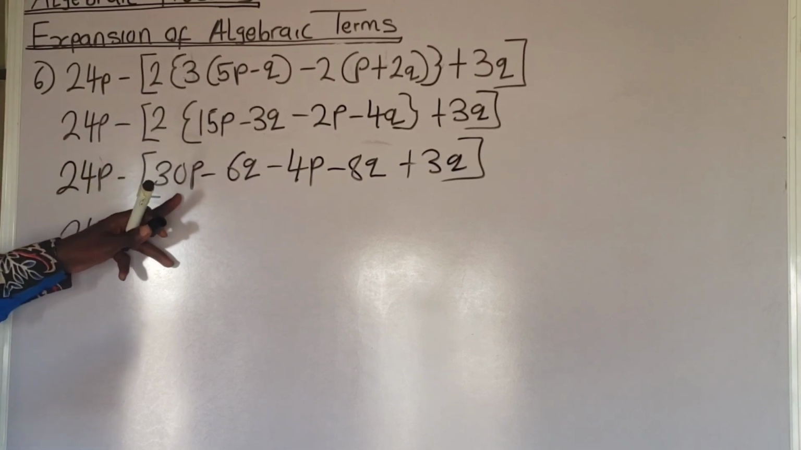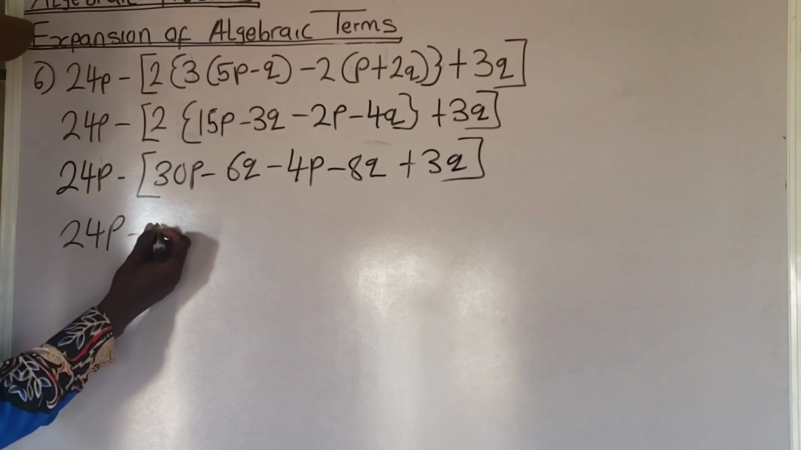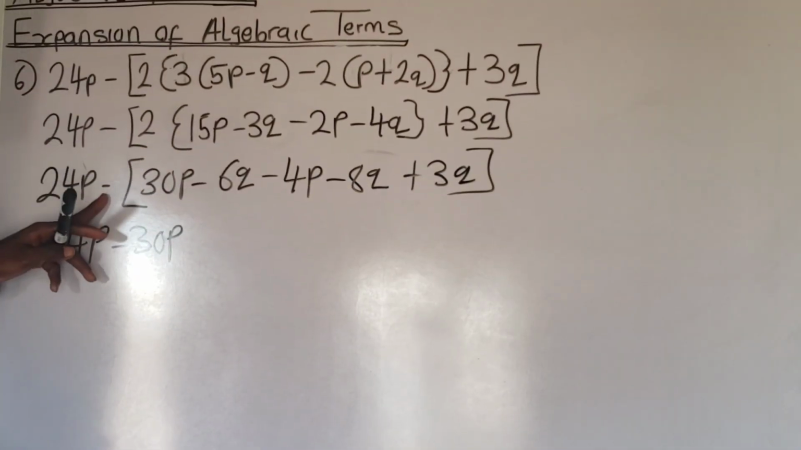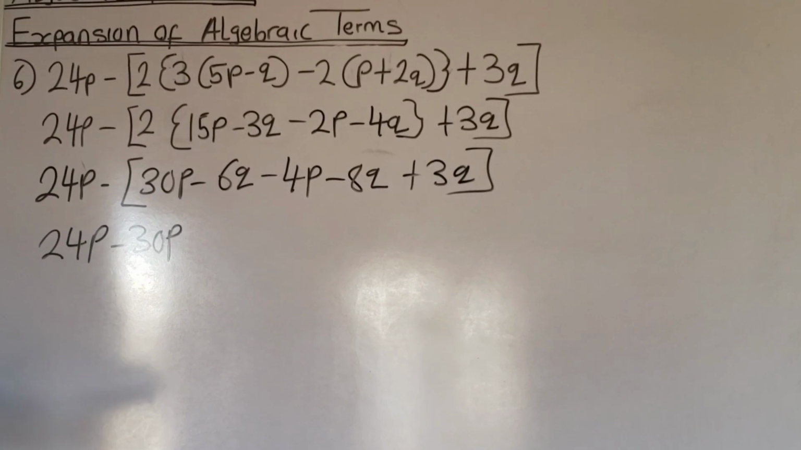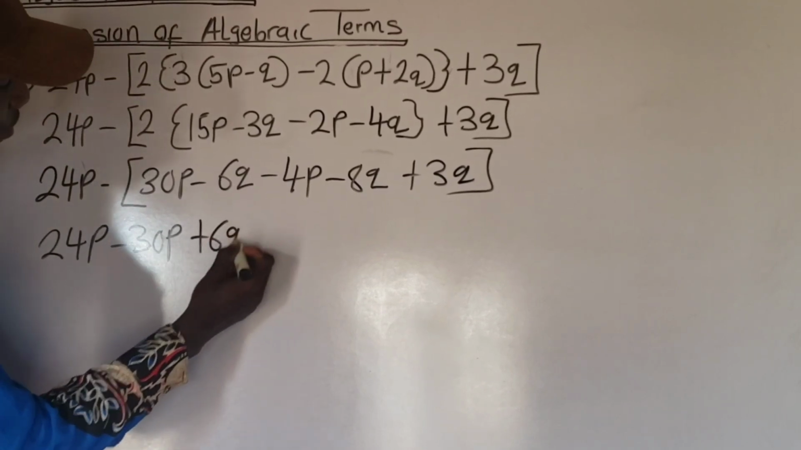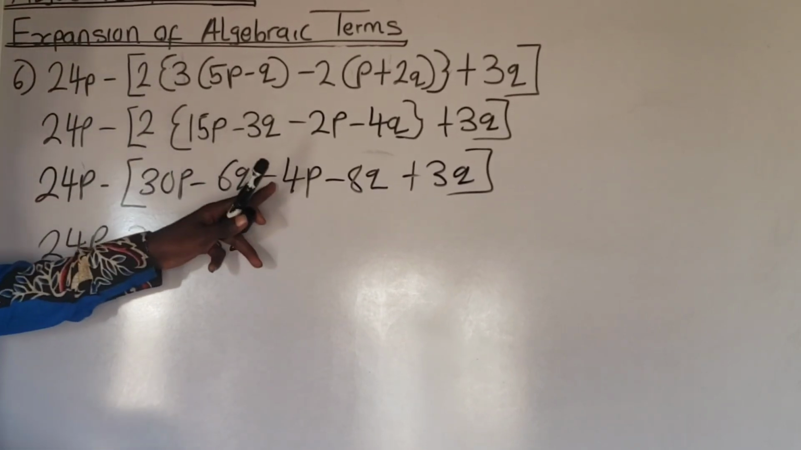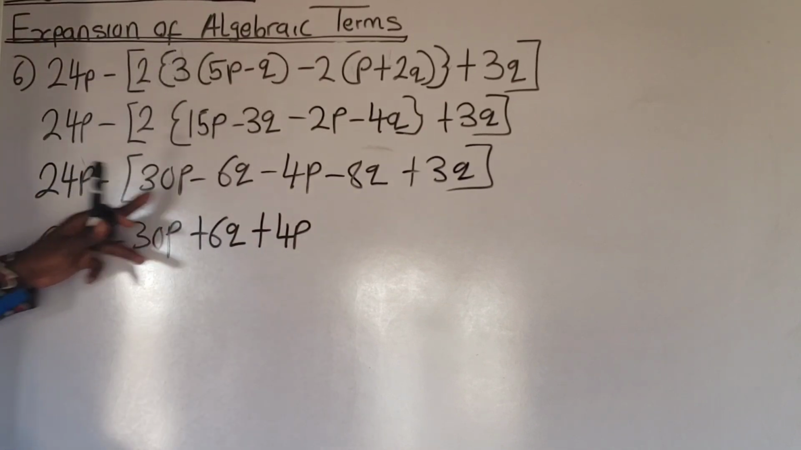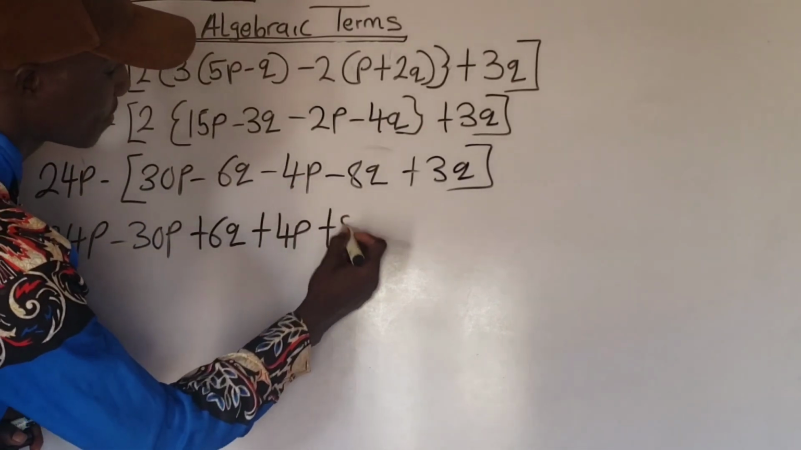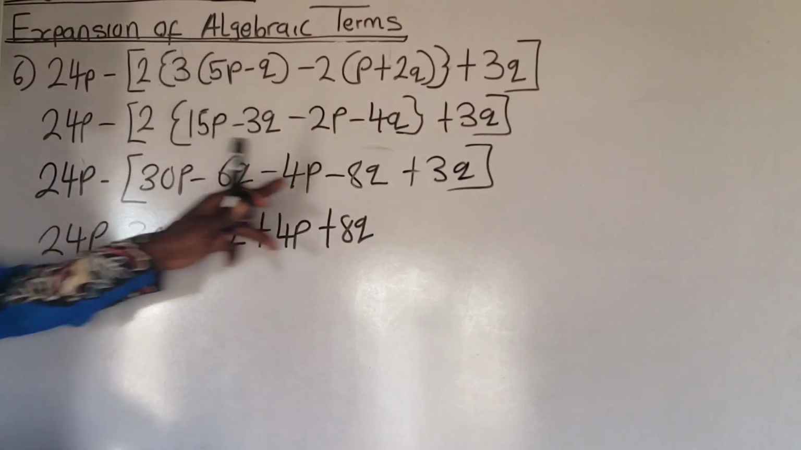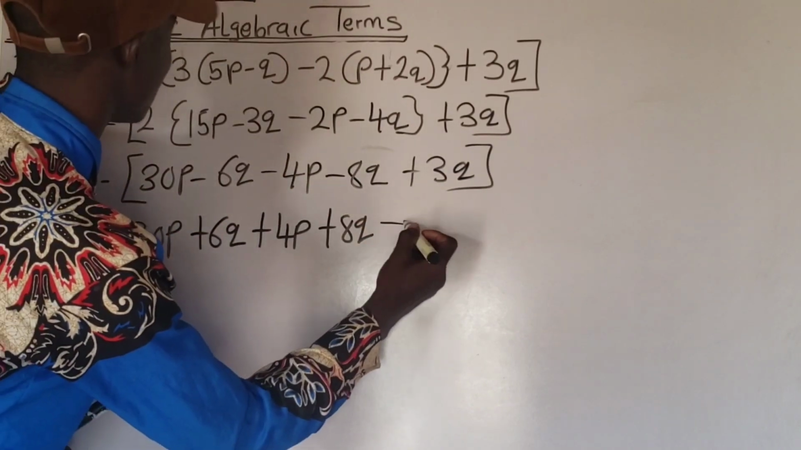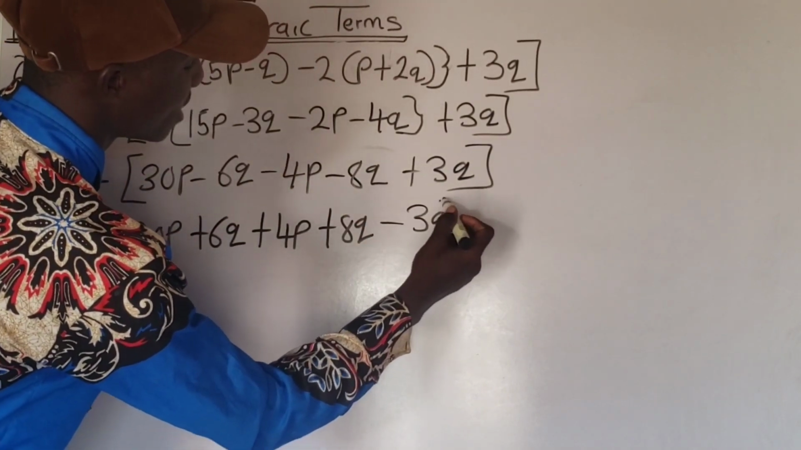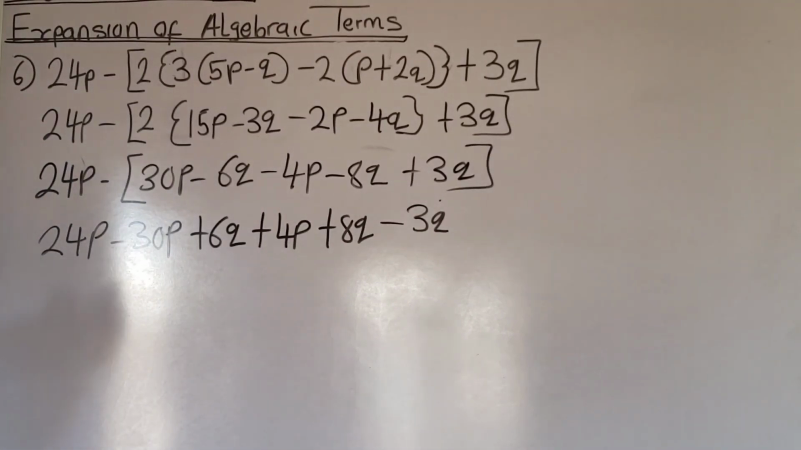Negative 1 multiplied by 30p, that is what? Negative 30p. Negative 1 multiplied by negative 6q, that becomes positive 6q. Negative 1 multiplied by negative 4p, that becomes positive 4p. And negative 1 multiplied by negative 8q, that becomes positive 8q. And negative 1 multiplied by positive 3q, that becomes negative 3q. You understand? So I've removed all the brackets.